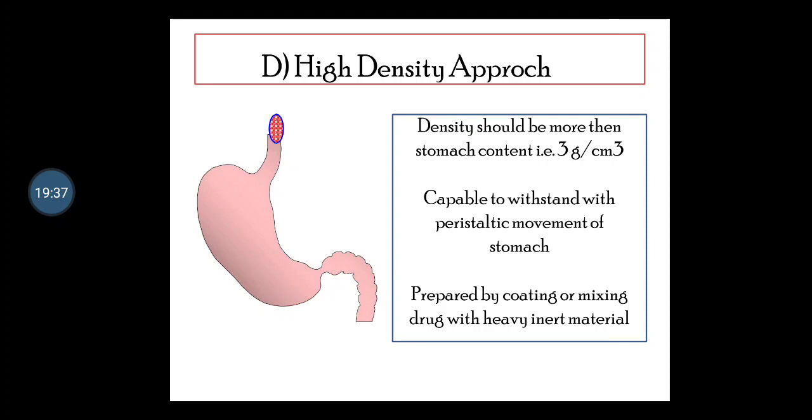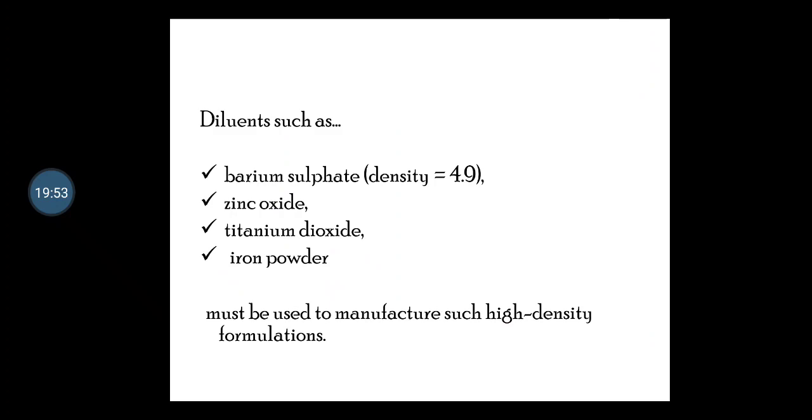Various materials such as zinc oxide, titanium dioxide derivatives, iron powder, etc. are used to manufacture such a high density formulation. Diluents such as barium sulfate, which has a density of 4.9, you can use. I told you just now that zinc oxide, titanium dioxide, and iron powder must be used to manufacture such a high density formulation.